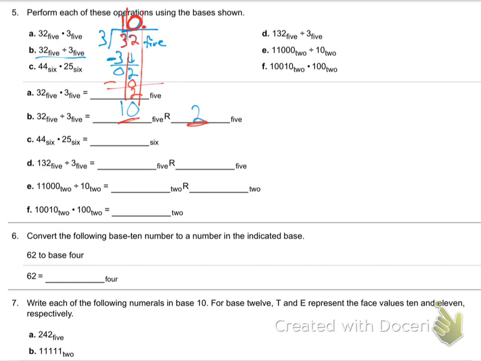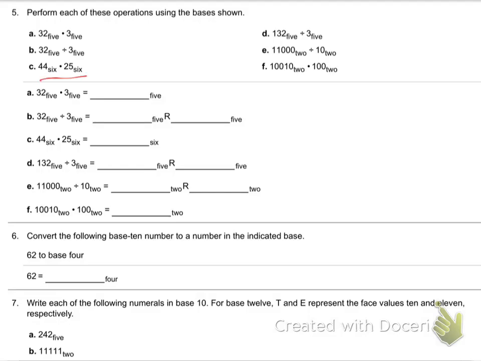You know what I mean? Like what if I was going 2 into 200? I'd go one time. Done? Just its answer is 1? No, you'd have to fill in zeros to the end of your number. That's exactly what we did here. We went in once, and we had a remainder, but we have to fill in zeros to the end of the number. So it's 10, remainder 2. Let's go to part C.